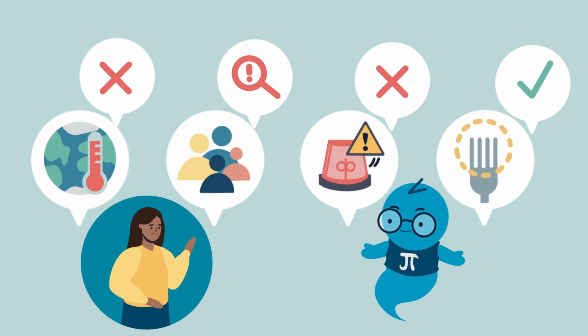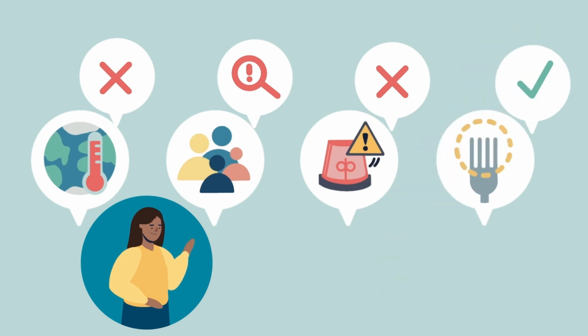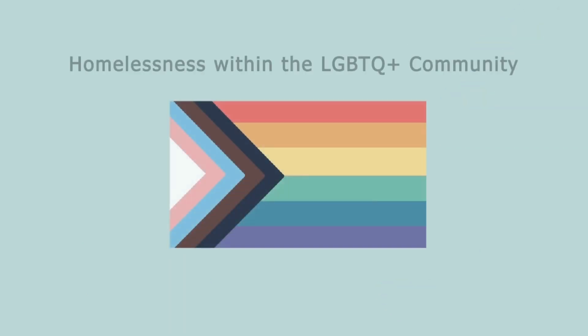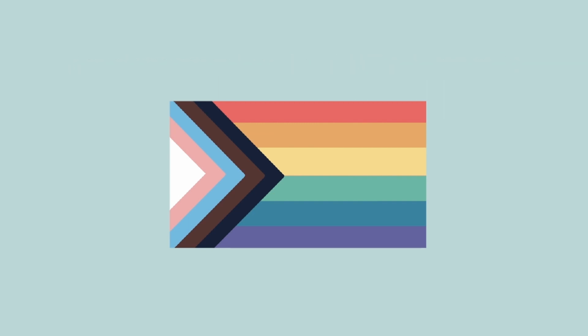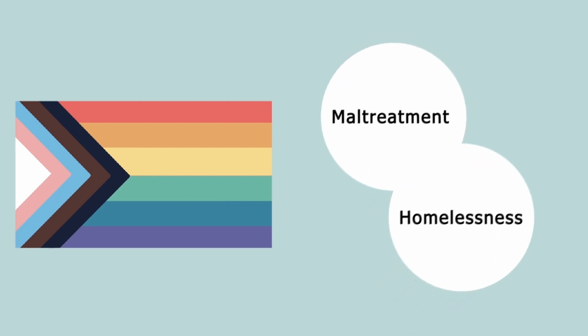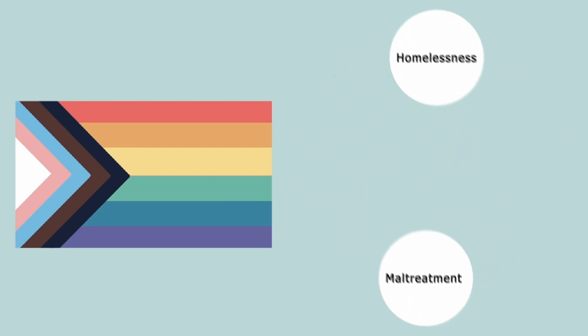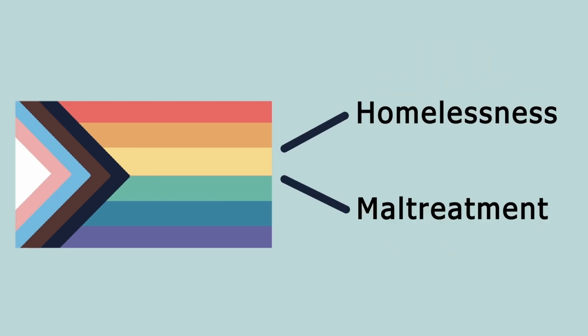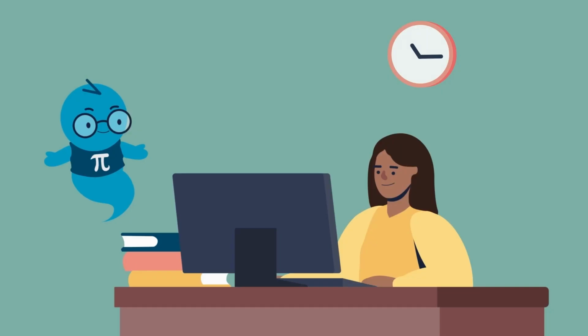Nope. Just kidding. Well, one of our students wanted to research homelessness within the LGBTQ+ community. At the beginning, they became confused between the variables of homelessness and maltreatment. They kept conflating the two issues. So we helped them to refine their questions so it specifically targeted the proportion of the community who experience homelessness.